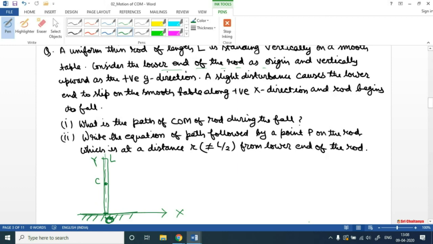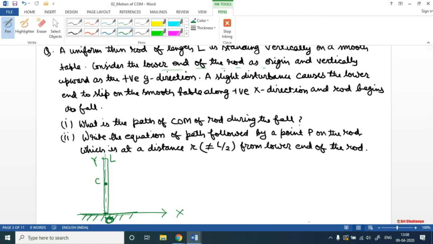So the only forces acting on this rod are gravity and the normal force over here. Both these forces act in the vertical direction only. So the acceleration of the center of mass is only along the vertical direction, and obviously it is vertically downward.